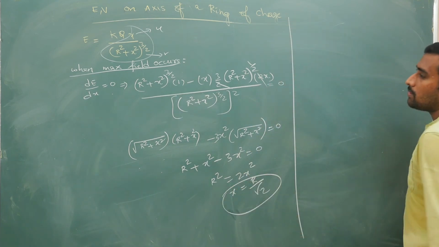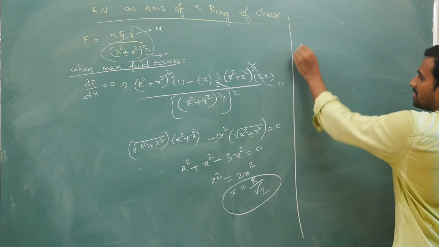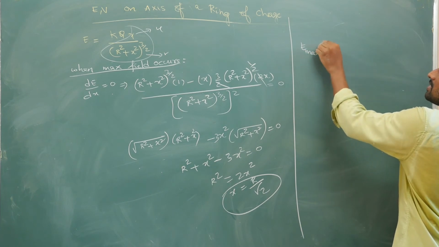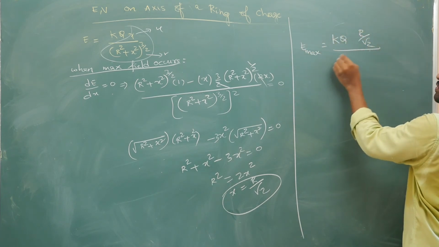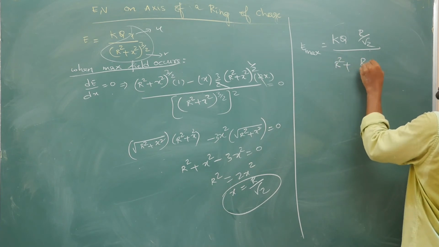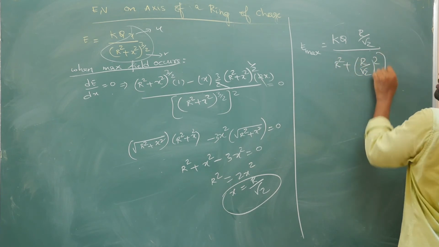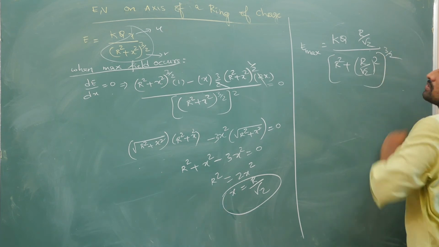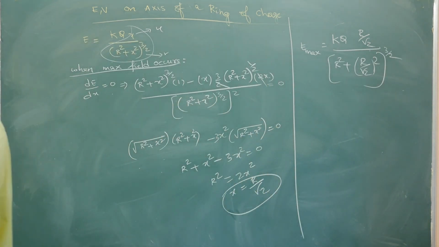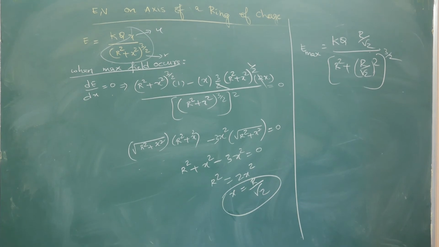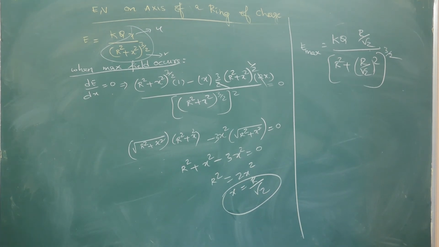Now when the maximum occurs, how much is E max? E max is equal to k into q into r by root 2, whole divided by r square plus r by root 2 whole square, whole power 3 by 2. So this is how you calculate the maximum electric field because of a ring on the axis. Now once this is known, the potential part is easy, it's not going to be tough at all.